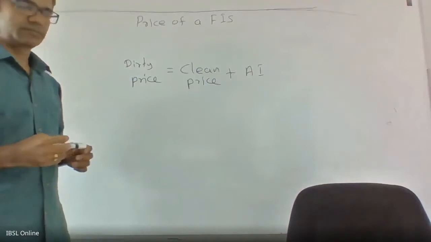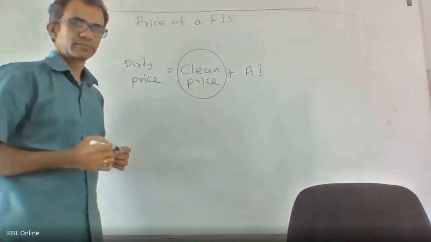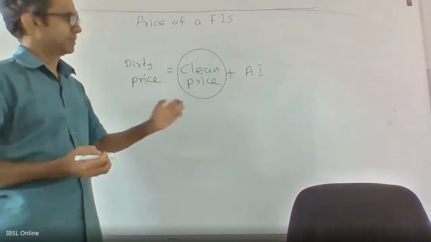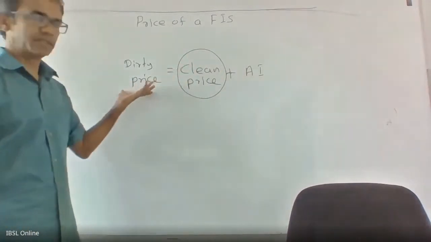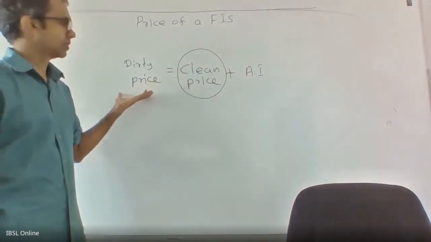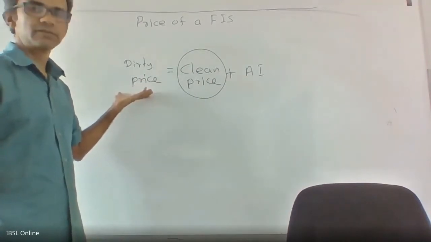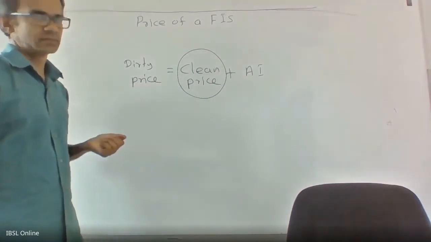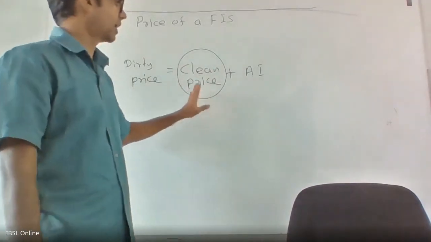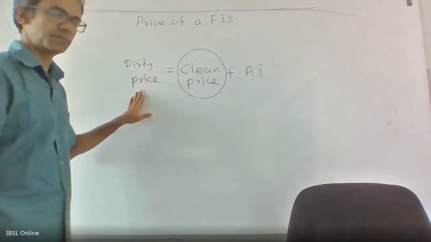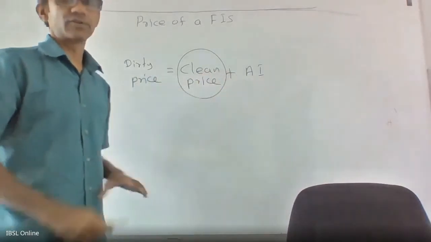So generally, we agreed to buy at this price, and we add that accrued interest component, then calculate the dirty price. This is the total amount that we, as the buyer, have to pay to the seller. So clean price is the price without the accrued interest component. Dirty price is the price that we have to pay to the seller with the accrued interest component.